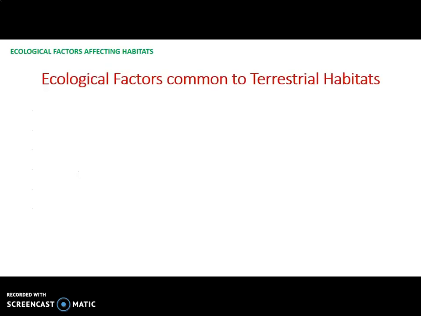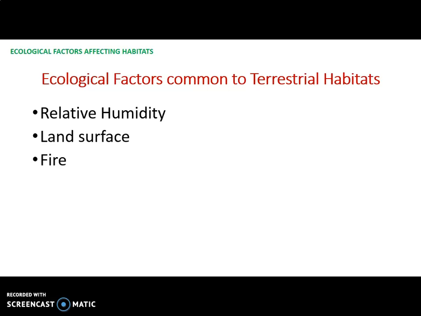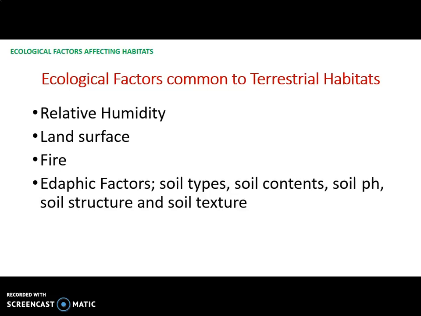Now, let's look at the ecological factors common to terrestrial habitats. We have relative humidity, which is the measure or percentage of water vapor in the atmosphere. We have land surface, whether sloping or flat. It has a major role to play in the distribution of plants. We have fire. It's also an abiotic factor common to terrestrial habitats that causes a lot of even desertification. It plays a major role in these areas.